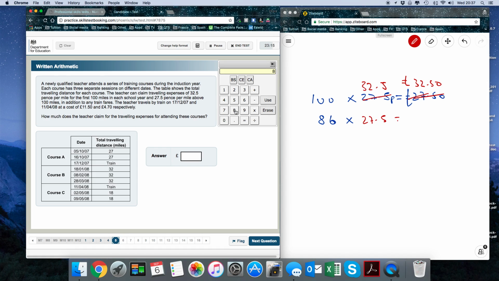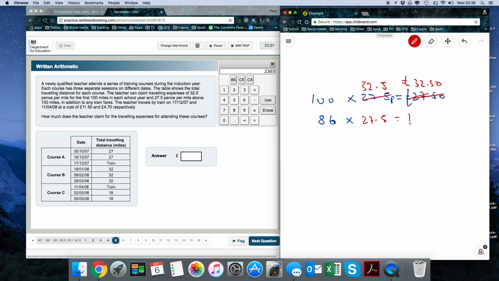So we get the calculator out and we do that. And don't forget, that is pence. You really want to be able to very quickly look at something like 2,365 pence and just stick the dot in the right place. It's £23.65. So we're going to claim that money.